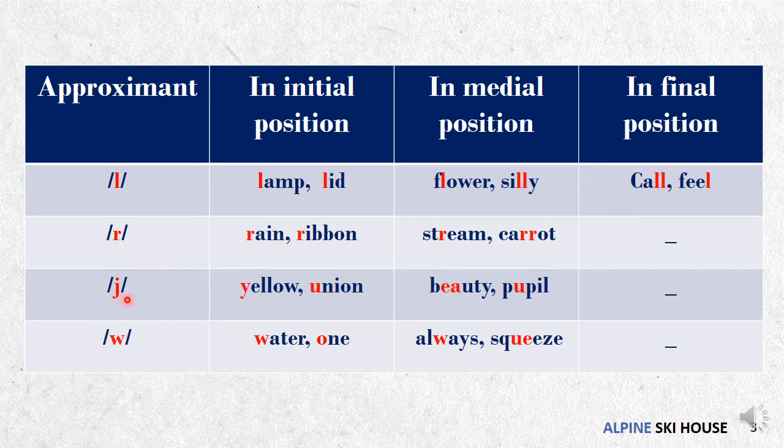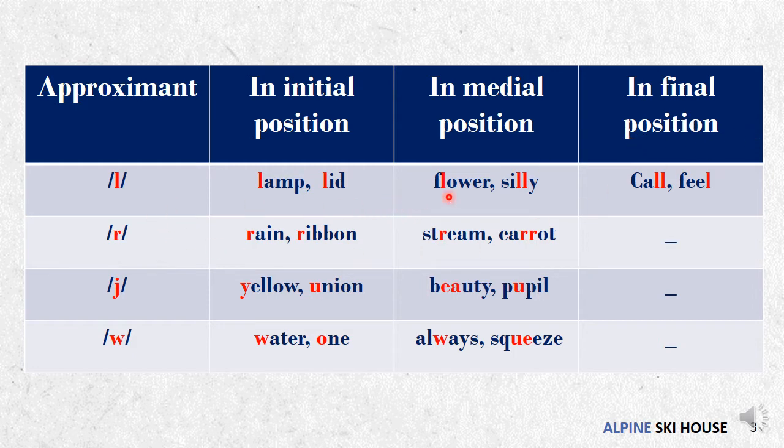Please remember it, though the symbol is like J, this is not the letter J. This is a phoneme symbol for Y. You can see here yellow, union, beauty and pupil, pew. That means you. It's a Y sound. And W means W sound, water, one, always, squeeze. So approximants can come in initial position, medial position and final position.